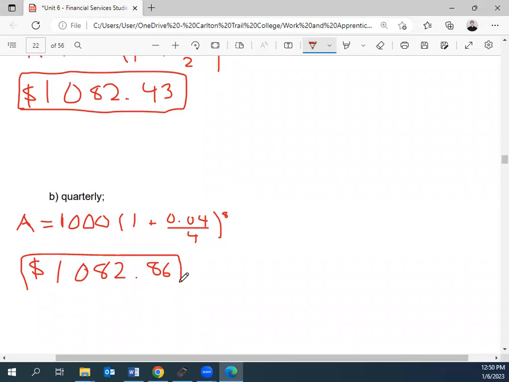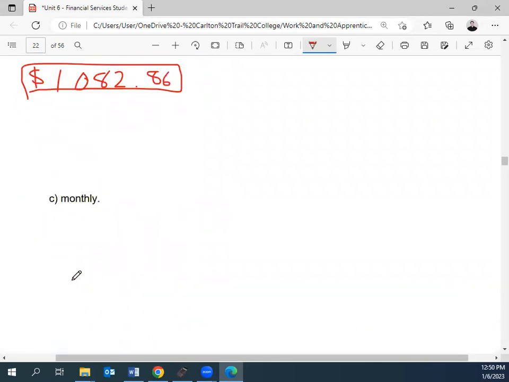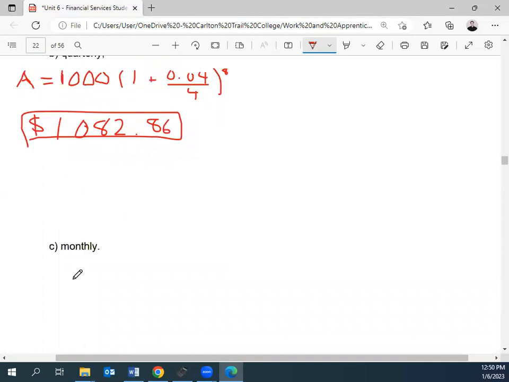Now, before you do question C, which is monthly, I have a question for you. What's your prediction for how much money it's going to be? Higher or lower than this? You think lower? You feel like it's going to make more? So we'll find out.